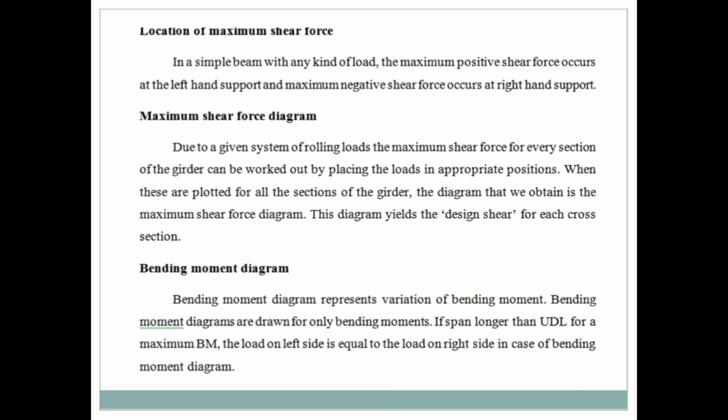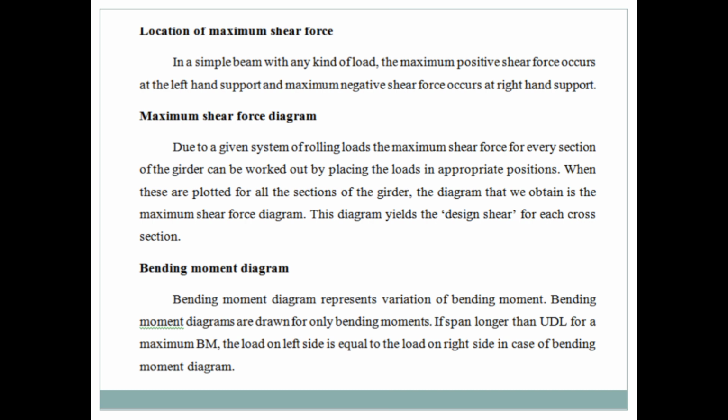Due to a given system of rolling loads, the maximum shear force for every section of the girder can be worked out by placing the loads in appropriate positions. When these are plotted for all the sections of the girder, the diagram that we obtain is the maximum shear force diagram. This diagram yields the design shear for each cross section.